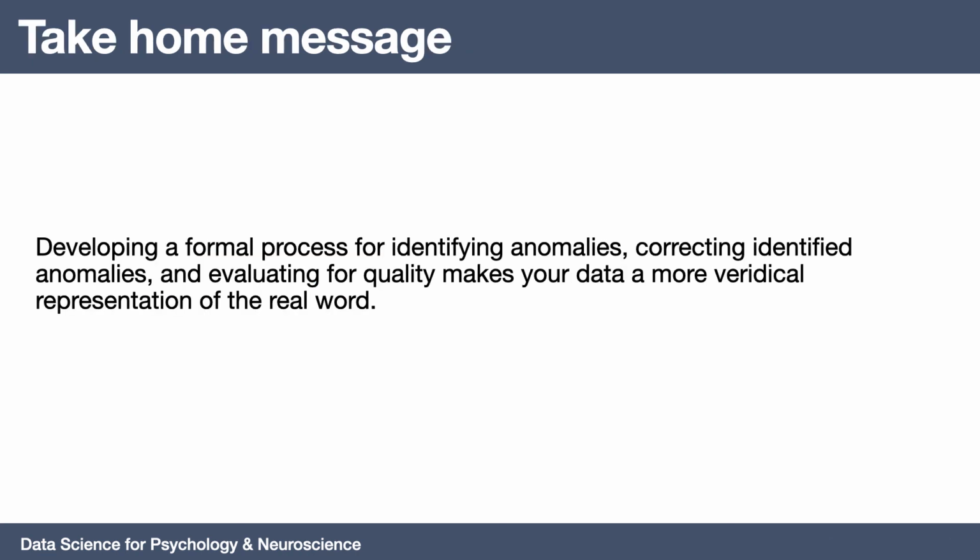So if you take anything away from this lecture, I hope you can see that developing a formal process for identifying anomalies, correcting identified anomalies, and evaluating for quality makes your data a more veridical representation of the real world. Remember, the goal is to understand the story of the real world that your data is telling you, the story behind your data. Every time your data gets distorted with errors and anomalies, you lose or distance yourself from the real story behind your data.